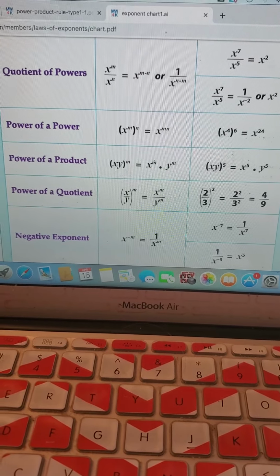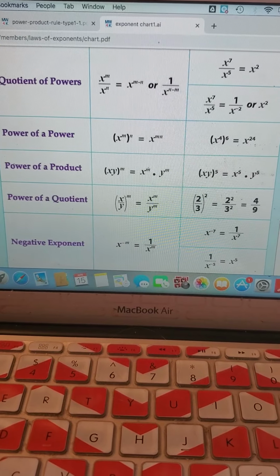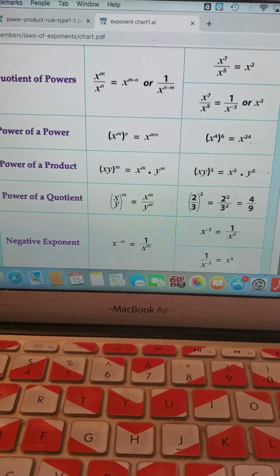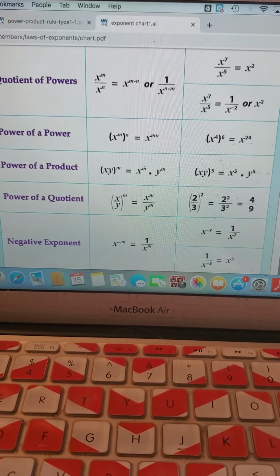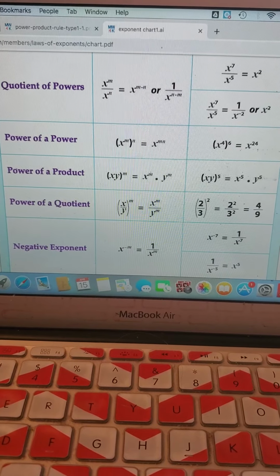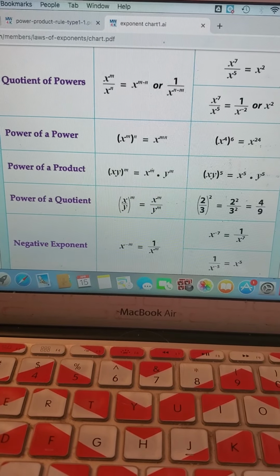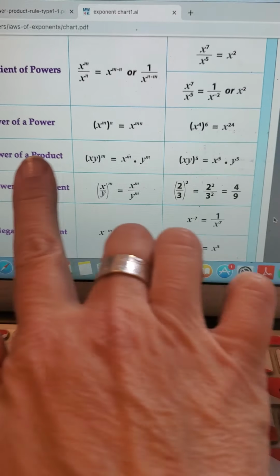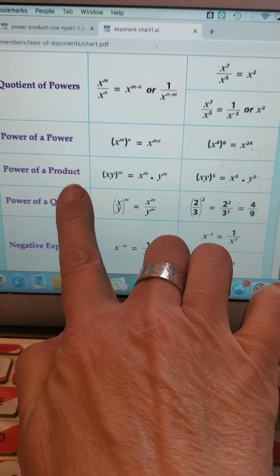So, what I'm showing you on my computer screen right now is the summary of the exponent rules. It's in a chart, and so I will include the chart with this lesson also. So, we're going to focus in on this one right here.